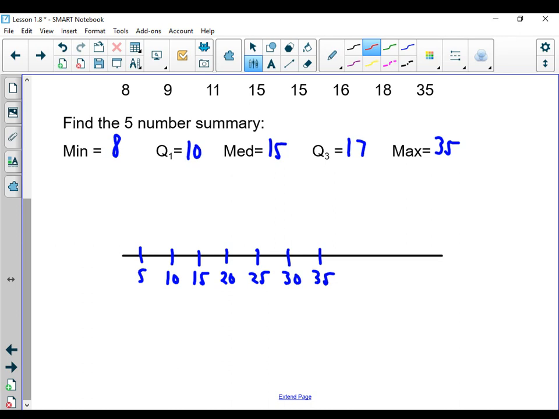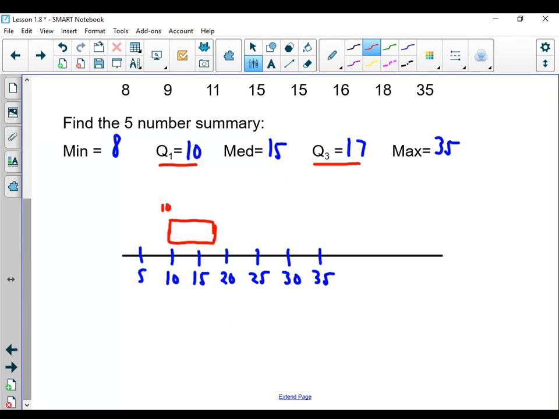All right, so we're going to do our box plot. Sometimes these are called box and whisker plots. You may have done those before. But the box part of our box plot is going to start at Q1 and it's going to end at Q3. So I'm going to start at 10. I'm going to end at 17. And I'm going to make that rectangle, that box.